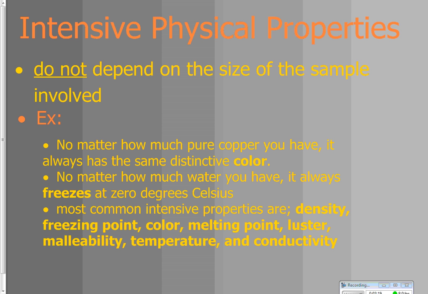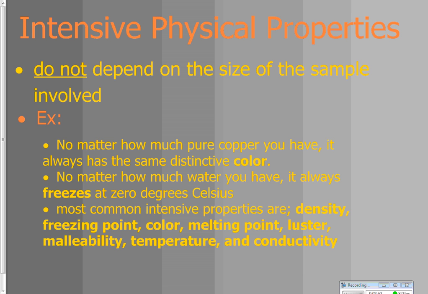The most common intensive properties are density, which if you remember from 9th grade physical science is mass divided by volume. Freezing points, which is the same as a melting point. Boiling point would go in there. Color, luster again means shine. Malleability, which means how you can bend and mold a piece of metal. Temperature and conductivity, how well it conducts heat or electricity. So those are some examples of intensive physical properties.